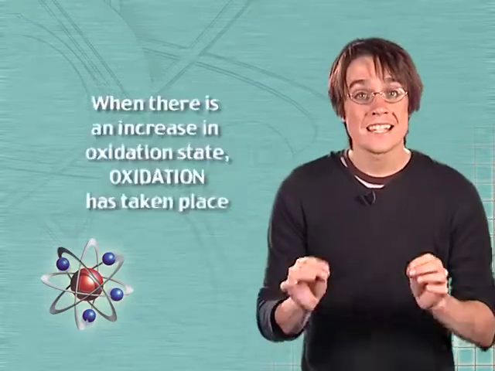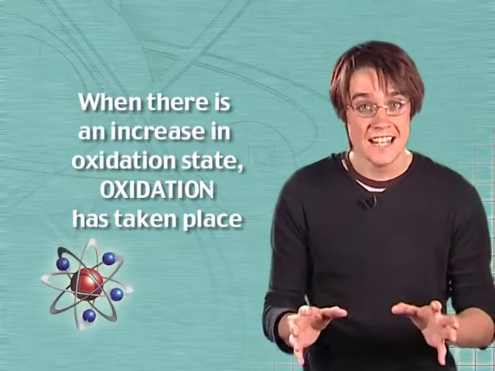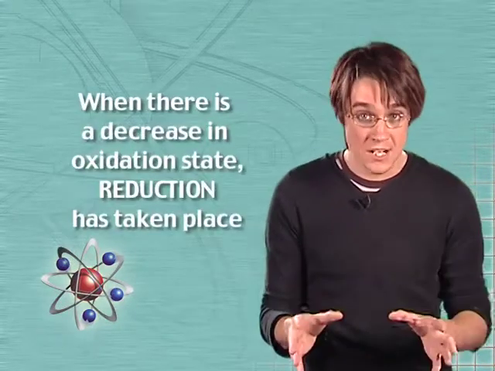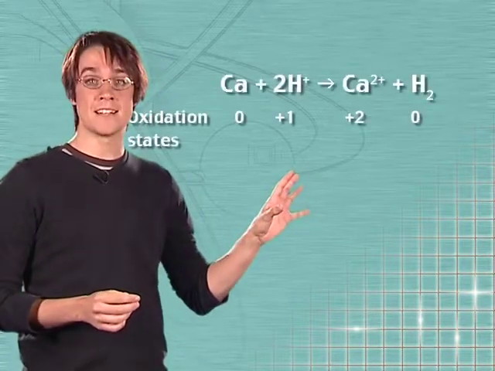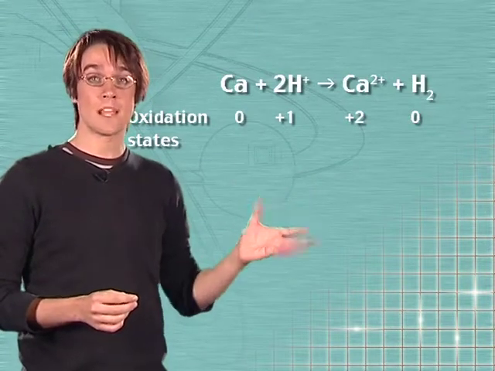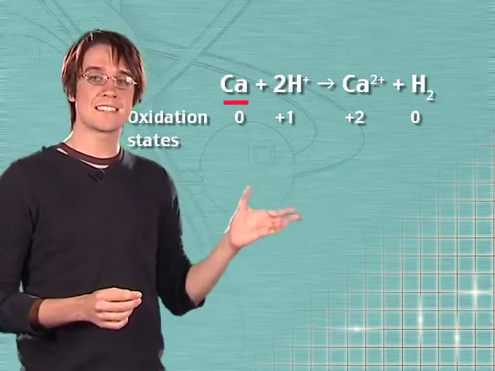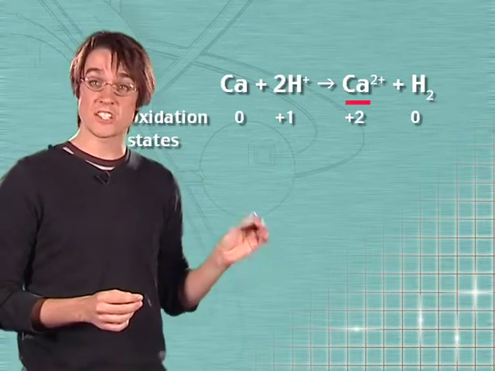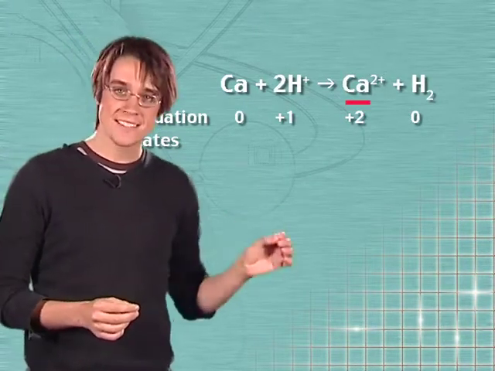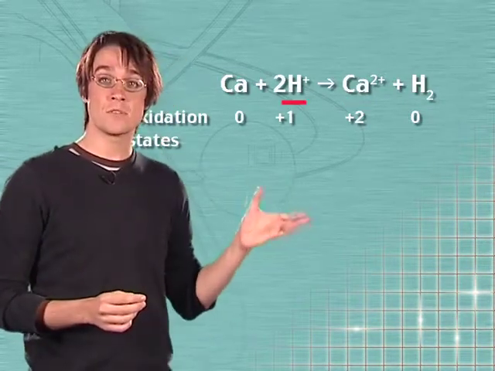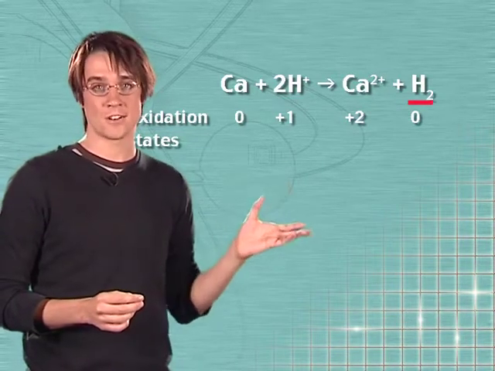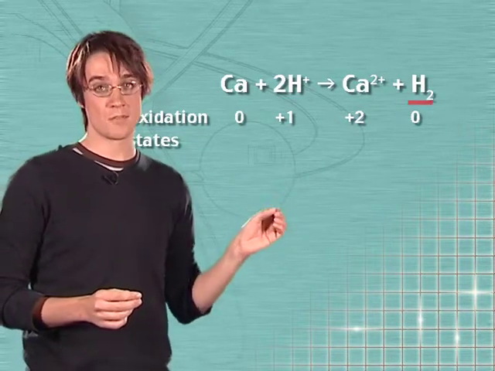Remember, when there is an increase in oxidation state, oxidation has taken place. When there is a decrease in oxidation state, reduction has taken place. Let's explain the previous reaction in terms of oxidation and reduction. It's best represented by an ionic equation. Now, if we add the oxidation states, we can see that the calcium has been oxidized to Ca2+. It has increased in oxidation state from 0 to +2. The H+ has been reduced to H2. It has decreased in oxidation state from +1 to 0.